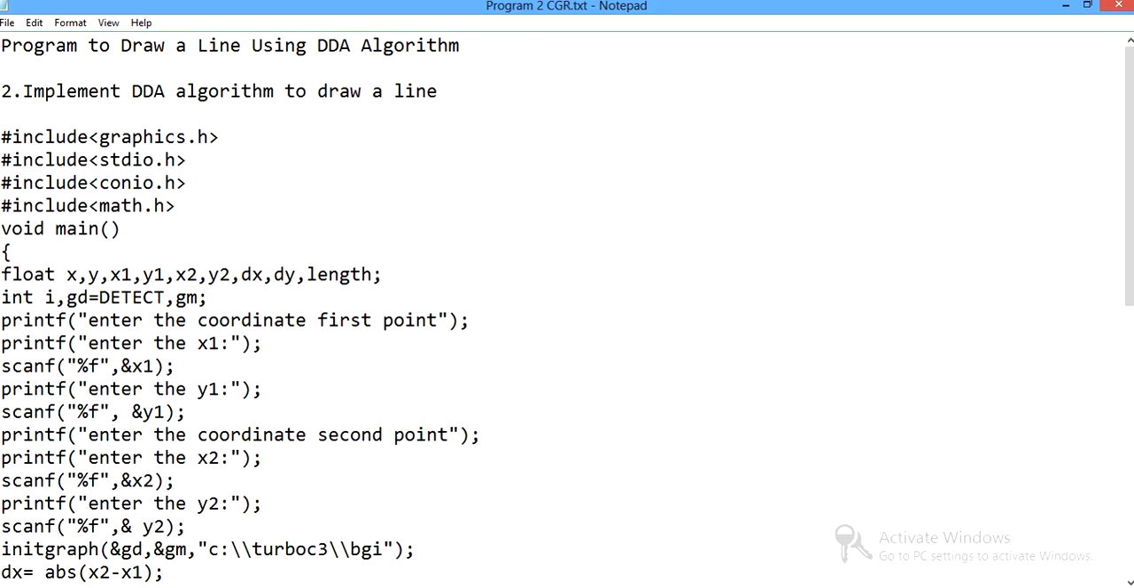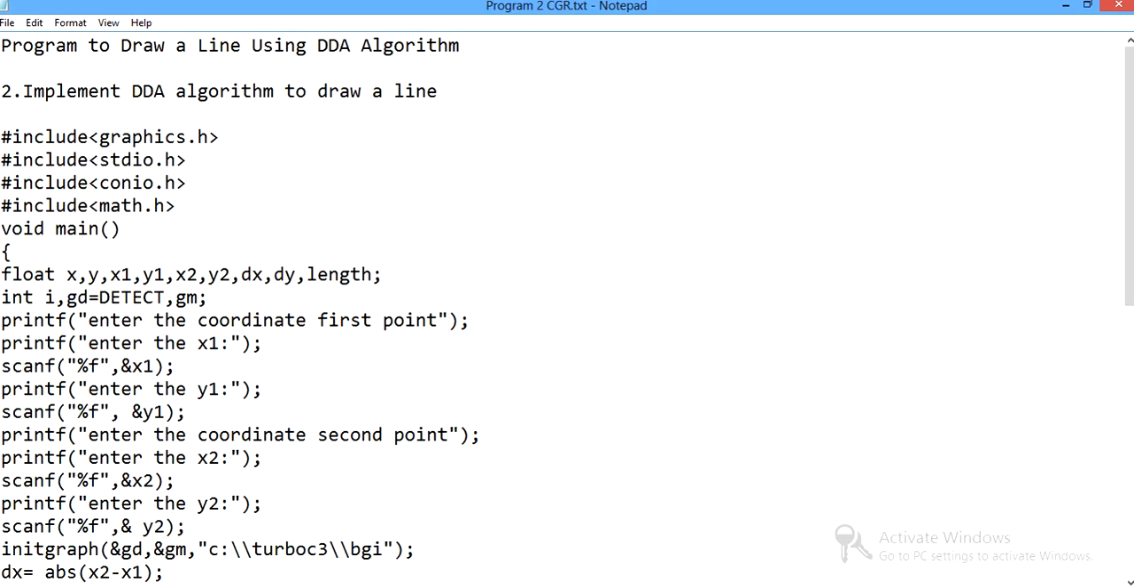It will find out the coordinate positions from the starting point to the end point. There are two end points connecting the line. The first point is called the start point and the other is called the end point. We need to find out the coordinates of the different pixel positions between the starting point and end point. That's why we use the DDA line drawing algorithm.